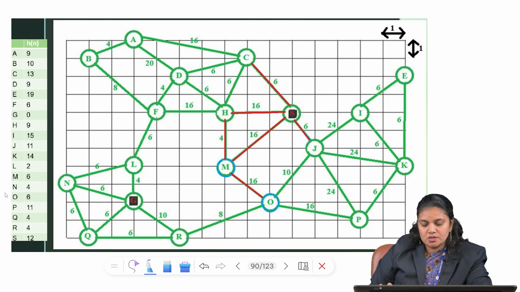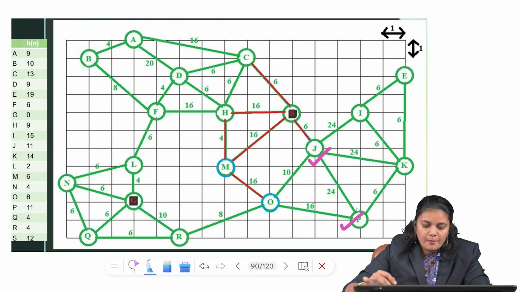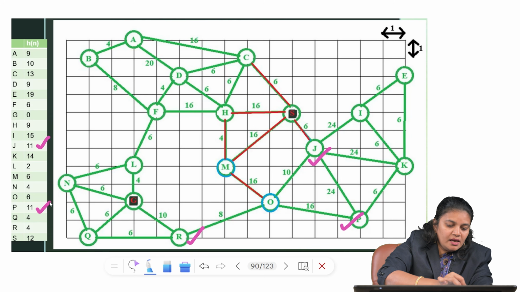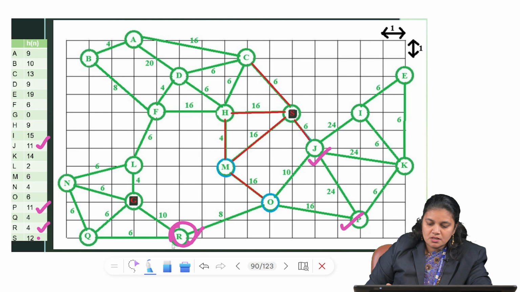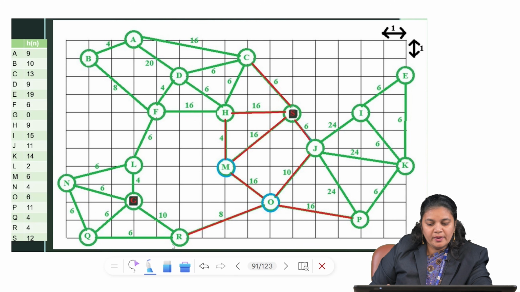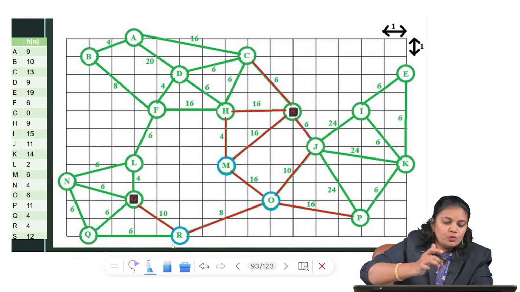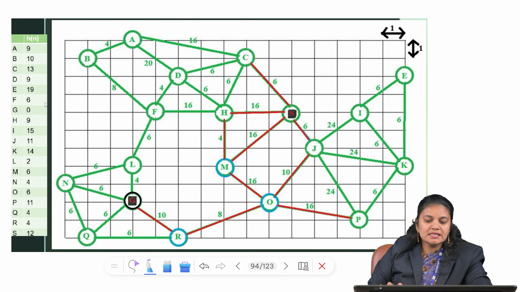O is being chosen. Now from O, again we have J, P and R. So we should check J, P and R. The value of R wins. So next move will make it to R. From R, we do have G and Q. So G and Q are being checked. G is 0, so automatically we will select G.